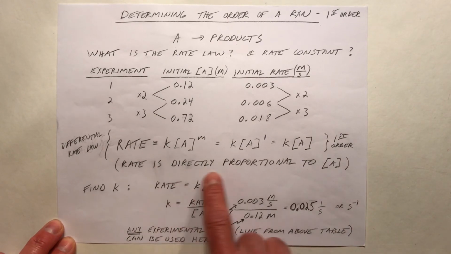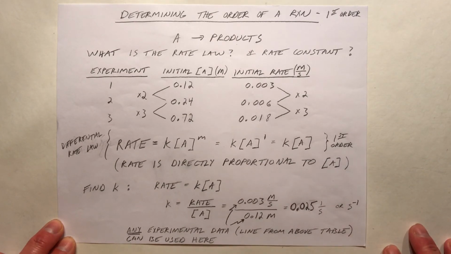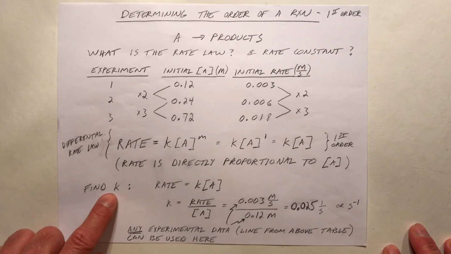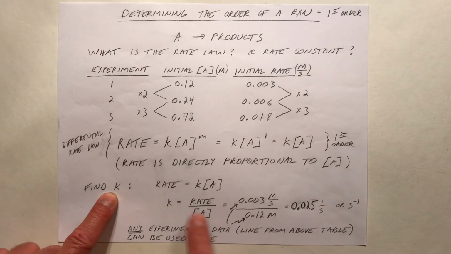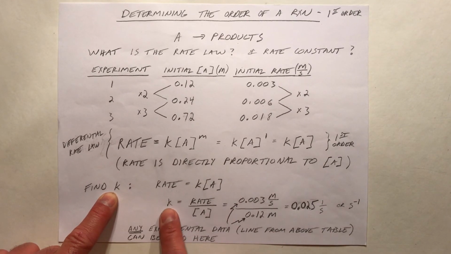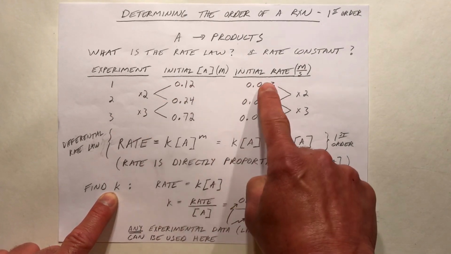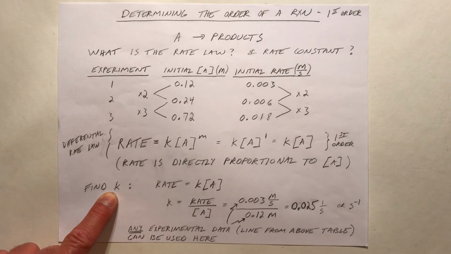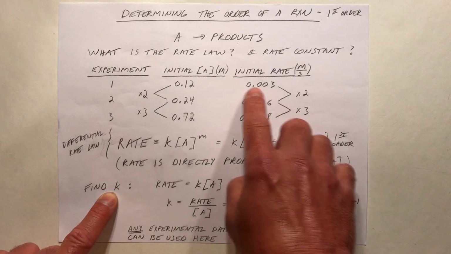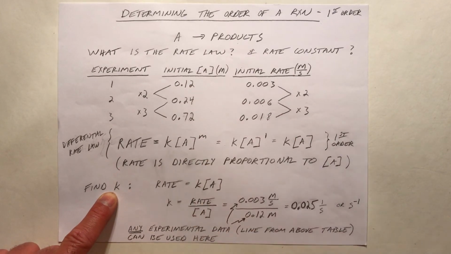Remember that rate is directly proportional to the concentration of A in a first order situation. So what's the value of K? What we have to do there is take that rate expression for that first order in A and solve it for K, rearrange it so we have K by itself. Plug in rate and concentration, and we can use any experimental data here for rate and concentration. I'm just going to pick the smallest data points here, 0.003 for the rate and 0.12 for the concentration.